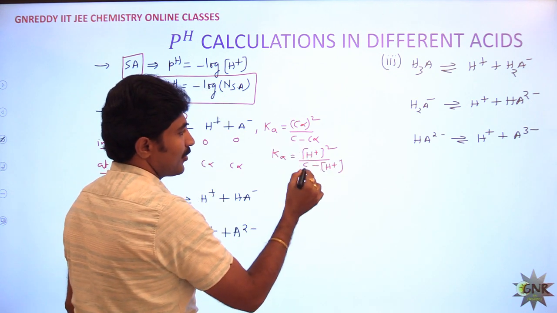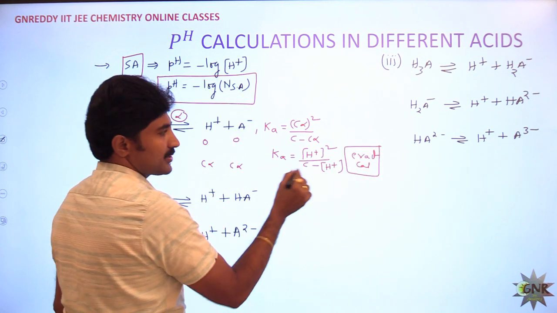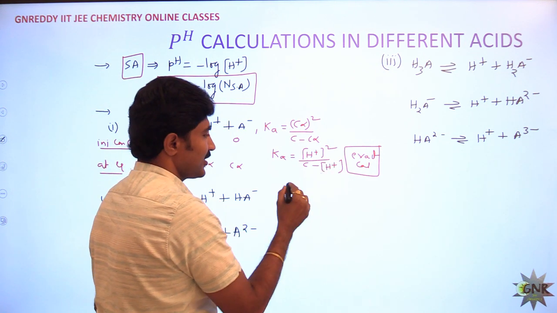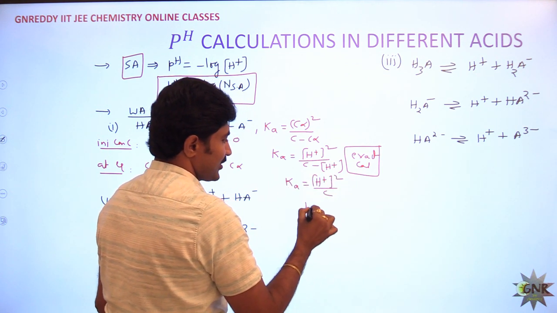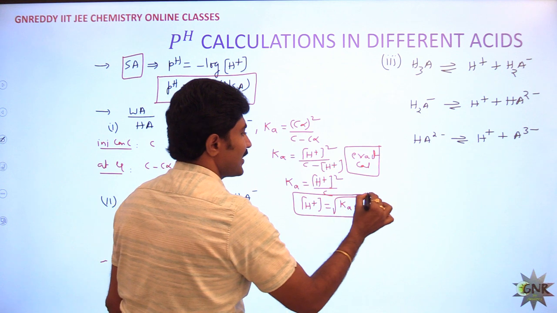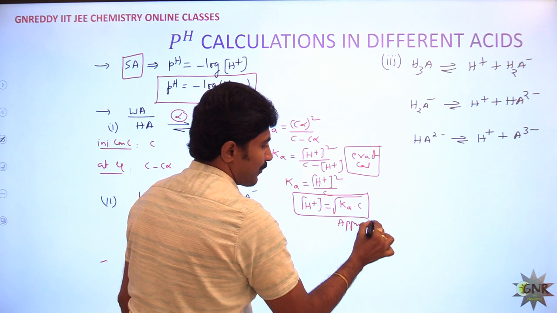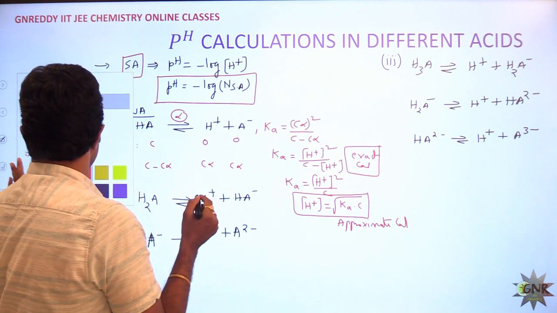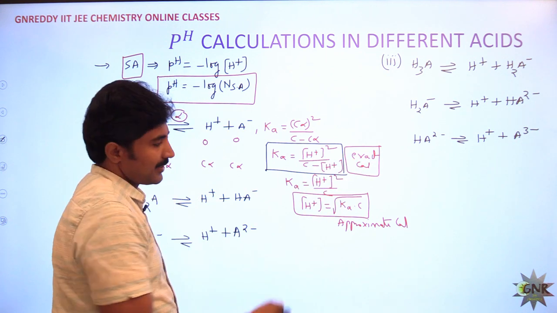This is the exact calculation. For exact calculations, use this one. Suppose you want to follow approximate calculations, you can neglect H plus in the denominator. Therefore, Ka is equal to H plus square by C. From this, H plus is equal to root over KC. From this only we can calculate the pH of the solution. This is the approximate calculation.